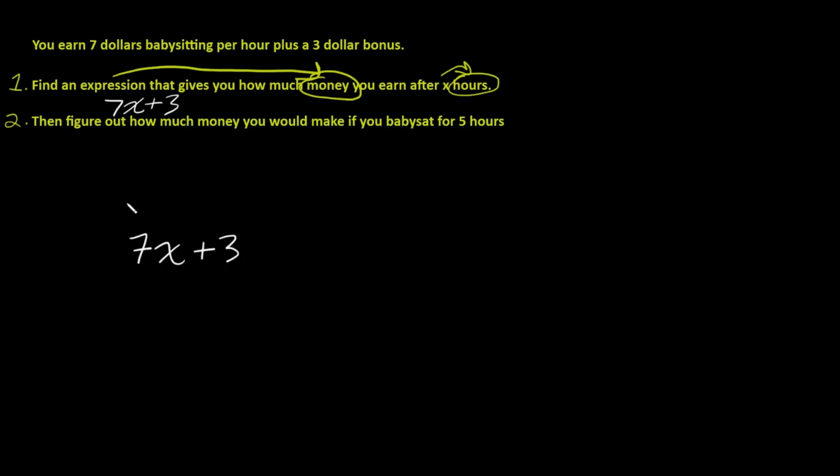And we want to figure out how much money we would make if we babysat for 5 hours. So we know x is equivalent to the hours that we work. So if the amount of hours that we babysat is 5, then x is going to be 5. So we can rewrite this expression and plug in 5 for x. So I'll just do this, 7 times 5 plus 3. Okay, now we can do PEMDAS. So 7 times 5 is 35 plus 3, and then that is 38.